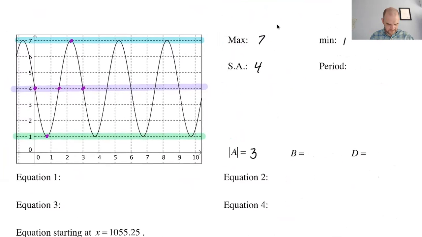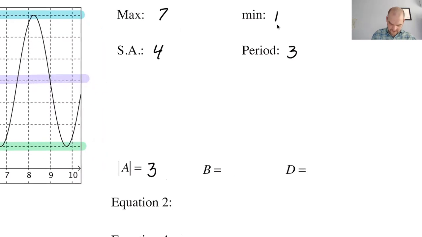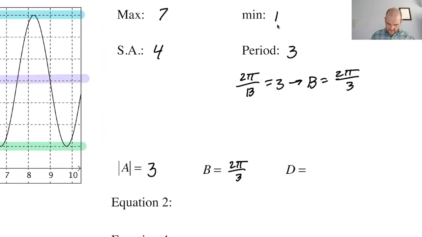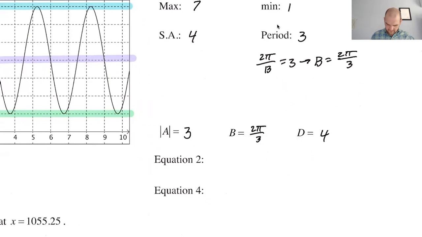So that's the period. And then I'll use the period to figure out what B is, right? So I know that 2 pi divided by B is equal to 3, which means B is going to be 2 pi over 3. And then D, we already figured out the sinusoidal axis was 4, so D will be 4.